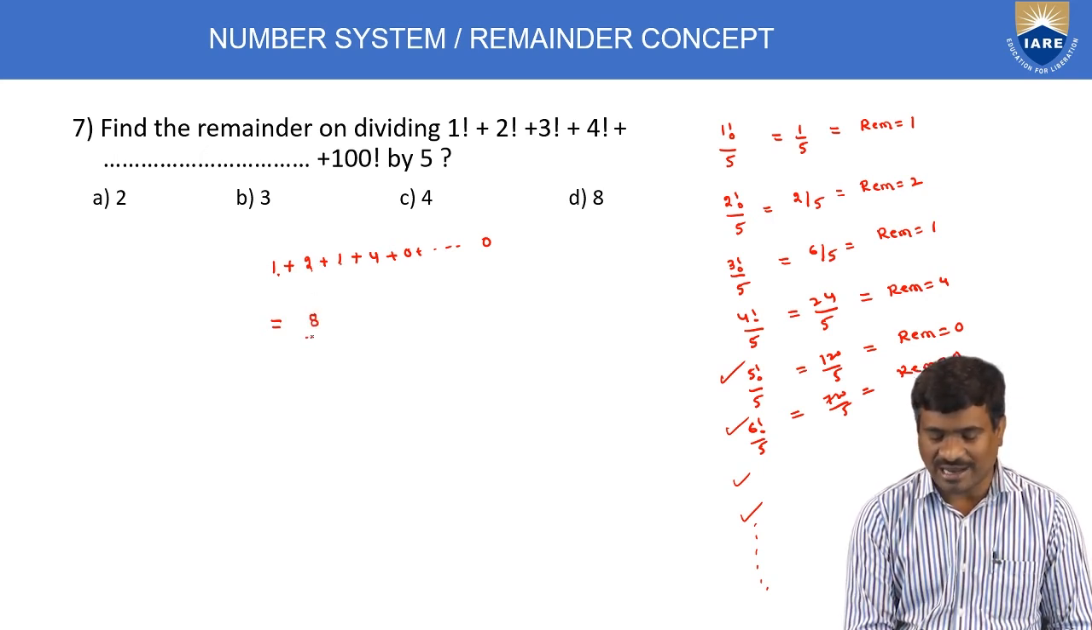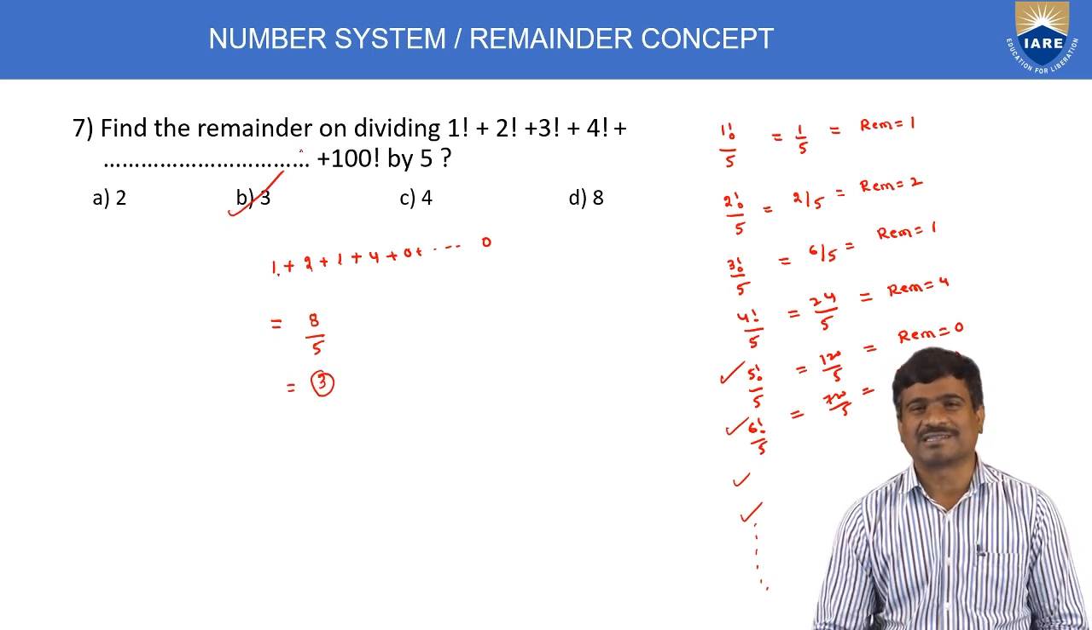This sum is 8. Again divide by 5. Here 5 into 1 is 5. Remainder only 3. Remainder 3 means option B is the only correct answer.